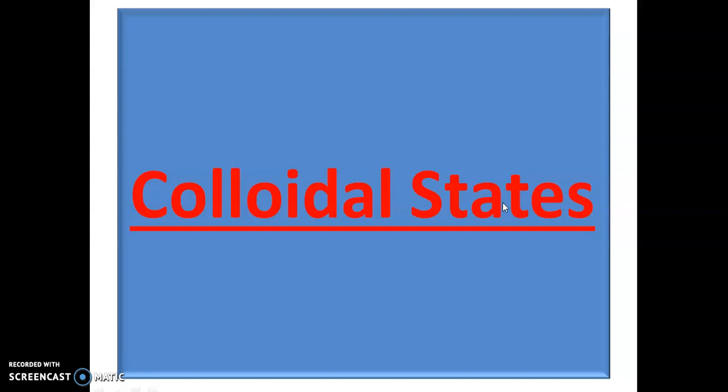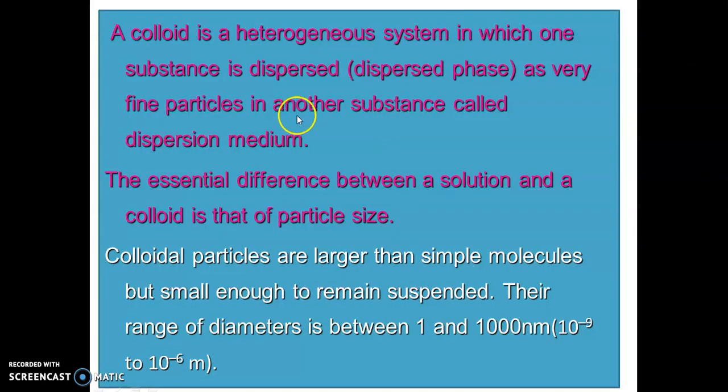As in unit 2, we have already known about the solutions. Binary solution in which one is solute and other is solvent. Now we will start a new type of solution which is slightly different from true solution. It is based upon particle size. Colloidal is a heterogeneous system in which substance is dispersed as very fine particles in another substance called dispersion medium.